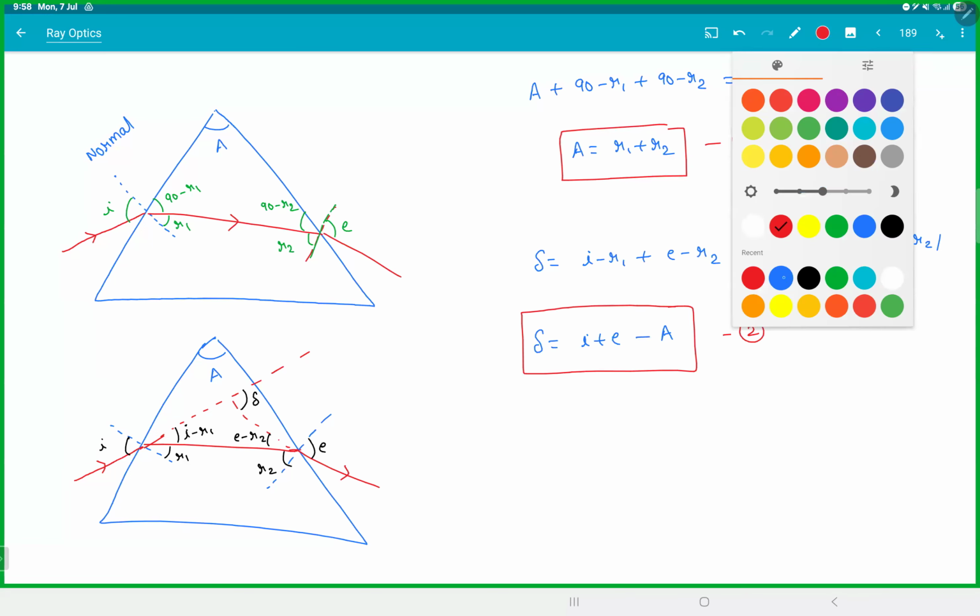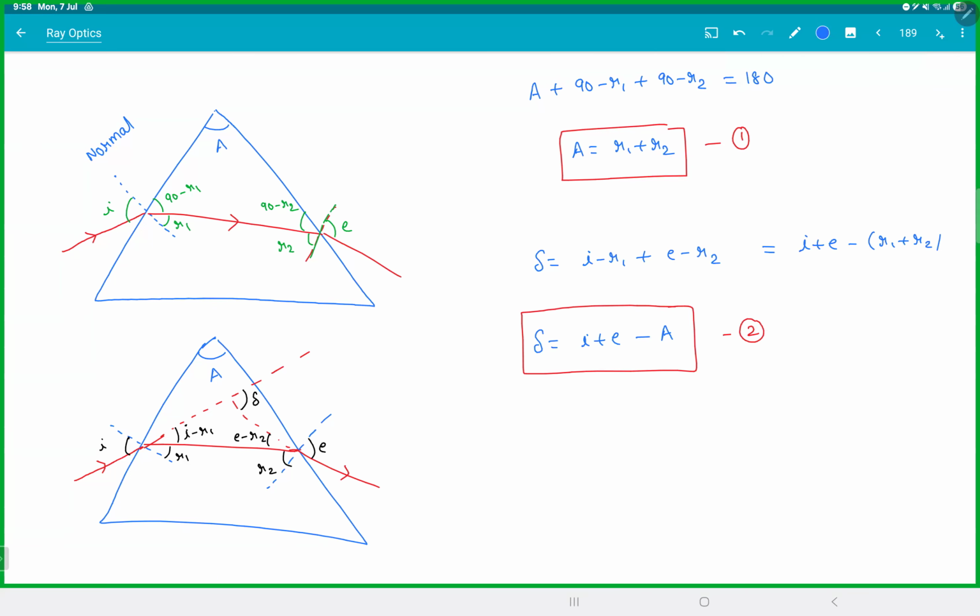And if you also try to apply Snell's law, we'll get mu medium sin I is equal to mu prism sin R1. Similarly, mu prism sin R2 equals mu medium outside sin E. I is your angle of incidence and E is the angle of emergence.